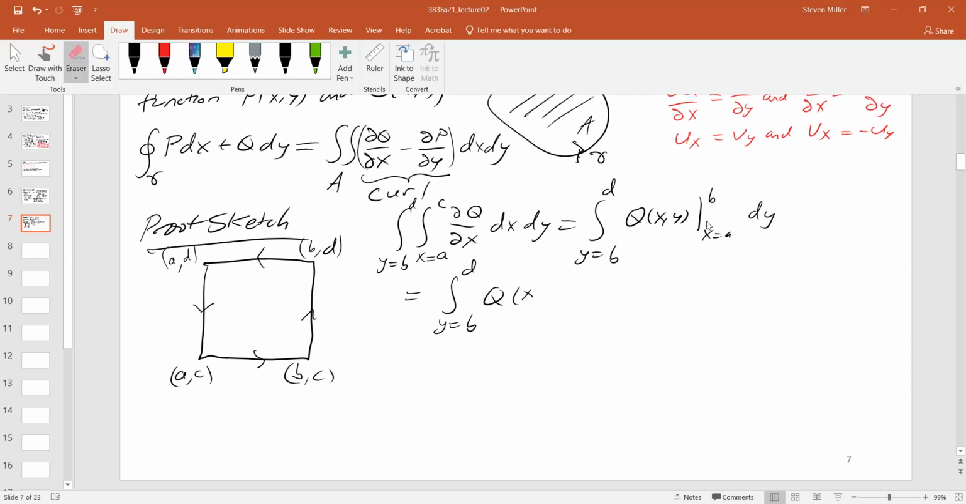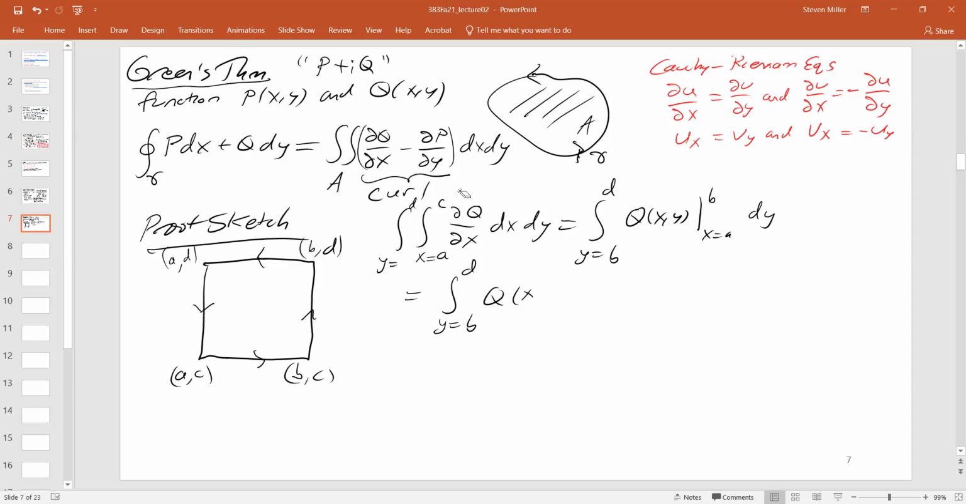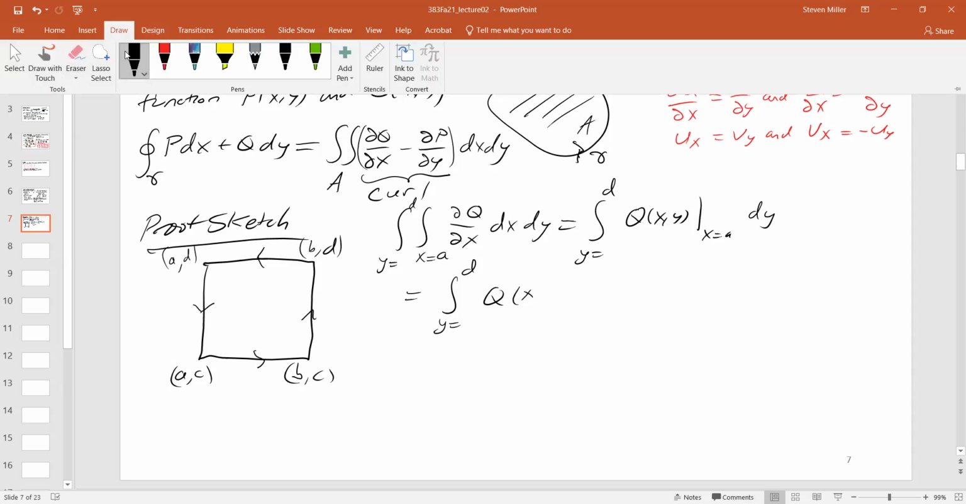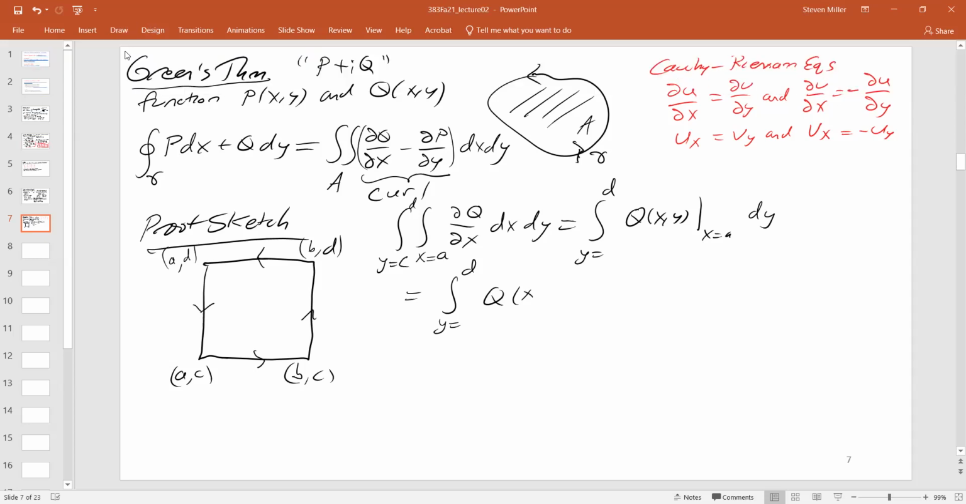So y is going from c to d, and x is going from a to b. Hopefully I have erased everything I need to erase. All right, so y goes from C to D, x goes from A to B. So we would have, when x equals b, q of x,b minus q of x,a dy.